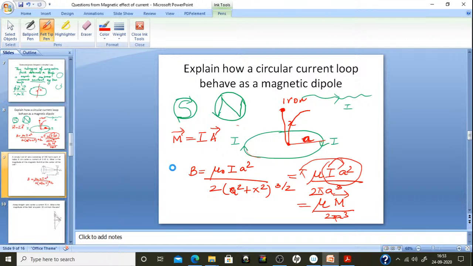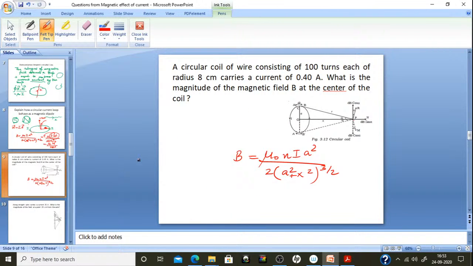Next question, yeah, this one. So what is the question? A circular coil of wire of 100 turns, each of radius 8 centimeter, carries a current of this much. What is the magnitude of the magnetic field at the center of the coil? So we have a circular coil which has 100 turns, that means 100 times the wire has been circled like this, right? So number of turns is 100, that means small n is 100.